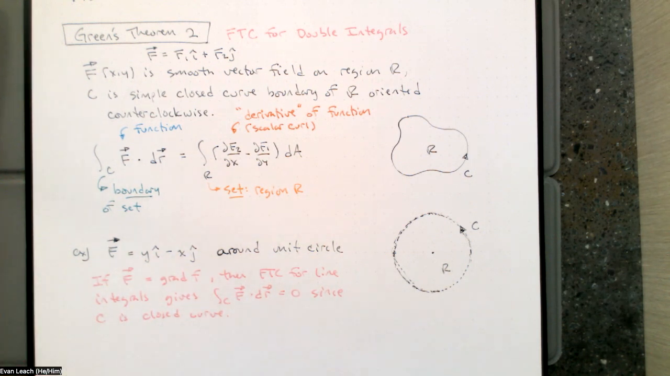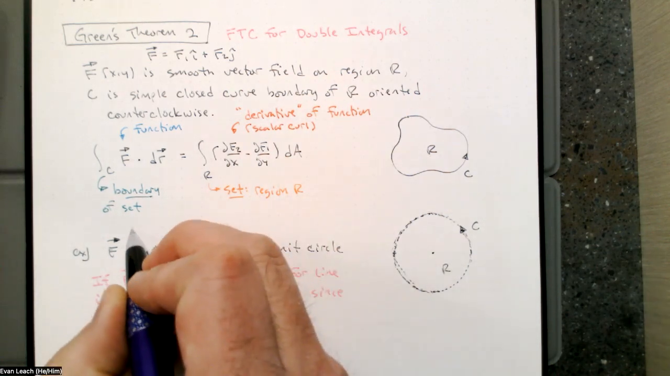If the vector field is a gradient field, then the fundamental theorem of calculus for line integrals will tell us that the line integral is going to be equal to 0, since C is a closed curve. The start point and end point are the same. No matter where we start, no matter where we end, we'll get 0. So we can check if the vector field is a gradient field by looking at the scalar curl.